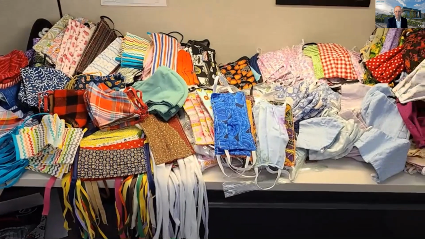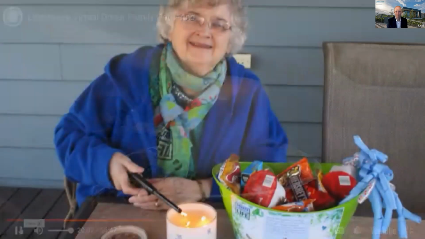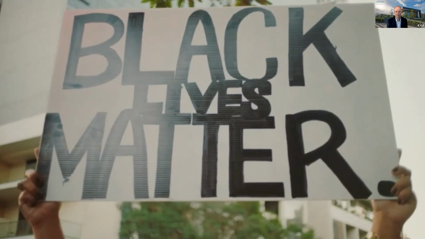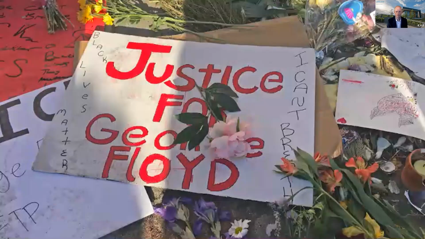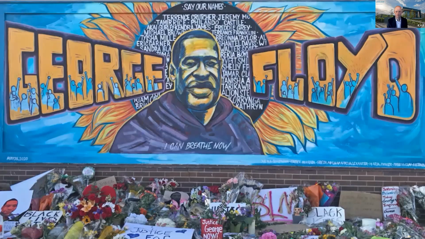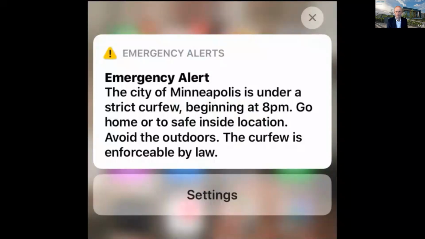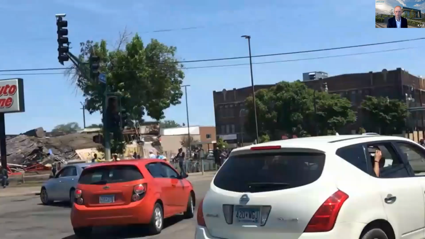Our staff and community made masks for funeral homes. Celebrations were held virtually. LifeSource ambassadors found new ways to advocate. May 25th, 2020. A tragedy in our backyard. The community responded with both peaceful protests and riots. Curfews and street closures followed. We took precautions to ensure our team and building were safe. Reaching our partner hospitals was difficult.